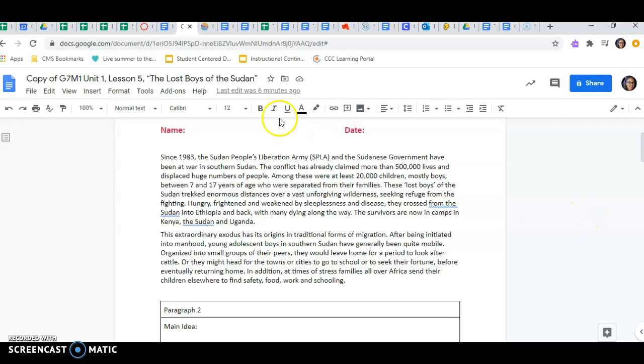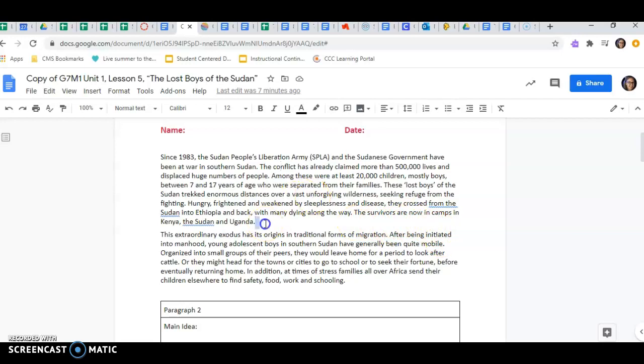Since 1983, the Sudan People's Liberation Army, or SPLA, and the Sudanese government have been at war in southern Sudan. The conflict has already claimed more than 500,000 lives and displaced huge numbers of people. Among these were at least 20,000 children, mostly boys, between 7 and 17 years of age, who were separated from their families. These, quote, lost boys of the Sudan trekked enormous distances over a vast, unforgiving wilderness, seeking refuge from the fighting. Hungry, frightened, and weakened by sleeplessness and disease, they crossed from the Sudan into Ethiopia and back, with many dying along the way. The survivors are now in camps in Kenya, the Sudan, and Uganda.